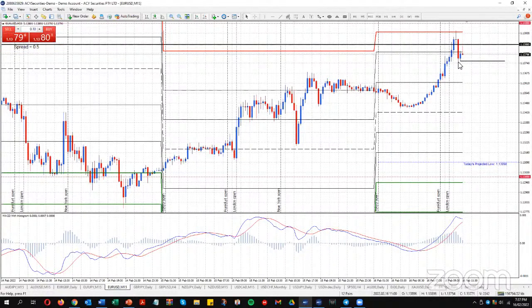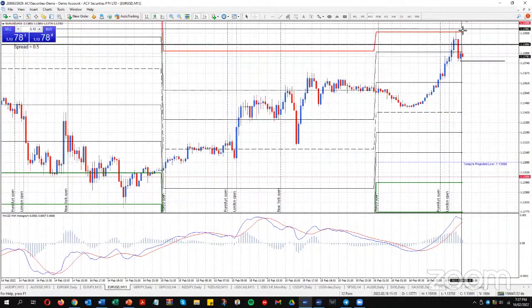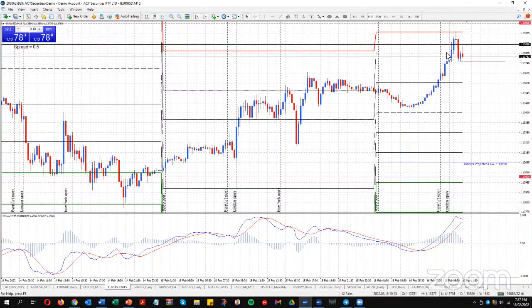Okay, so you could just be waiting for a break of that area. Stop, I'll put my stop above the high point, 1 pip plus the spread. The risk on that would be nothing more than about 22 pips.